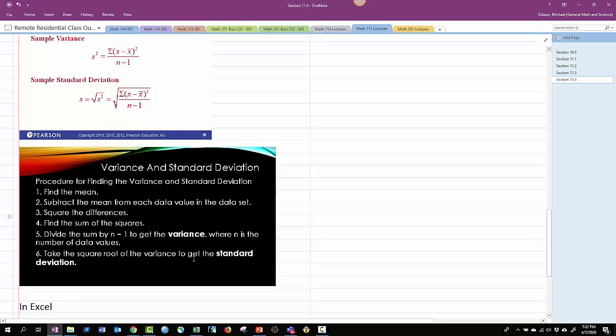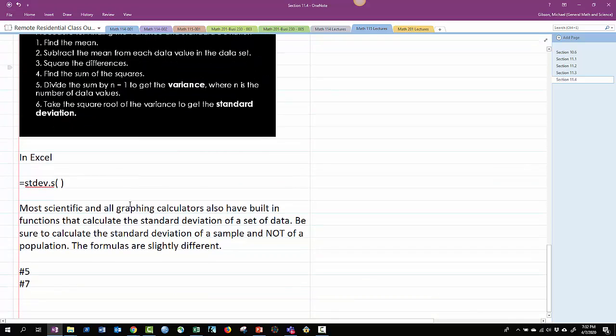Last step, take the square root of that. That's the standard deviation. So manually, it takes a while, especially if you've got many data values, it can take quite a while. Fortunately, we're not actually going to do it manually. You can do this in Excel. Here's the formula. I'll come back to that in a minute. Most scientific and all graphing calculators also have built-in functions to calculate the standard deviation of a set of data, right? Be sure to calculate the standard deviation of a sample, right? Get the sample one, and not the one of the population. The formulas are slightly different.